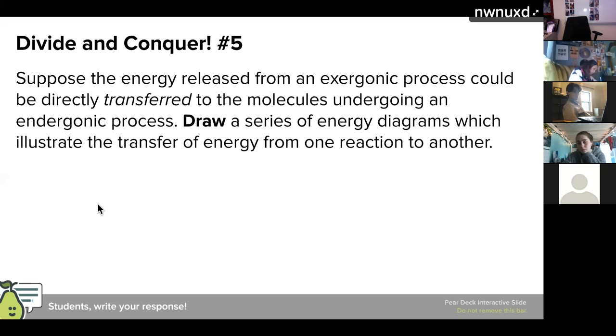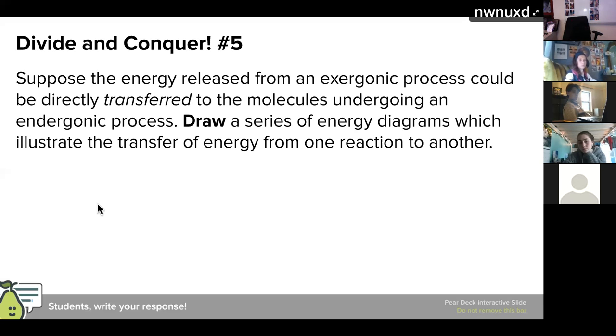ATP is going to be responsible for transferring energy between exergonic processes and endergonic processes. Heck, sometimes ATP itself, the catabolism of ATP, is the exergonic process that energizes an anabolic process. We'll be looking at how that works later in the week.